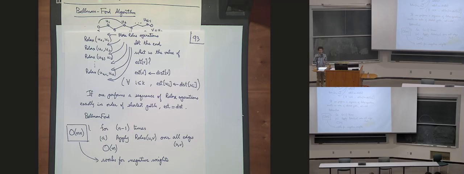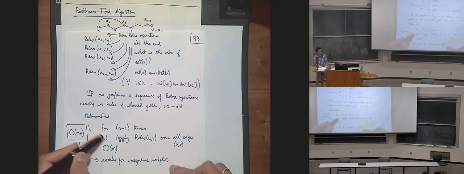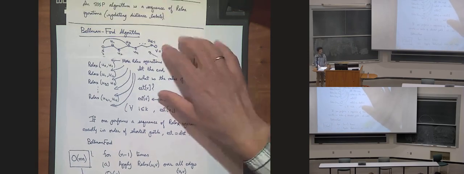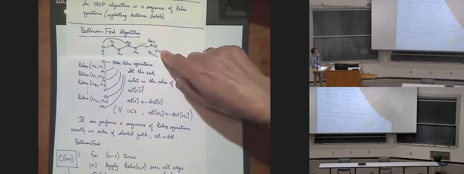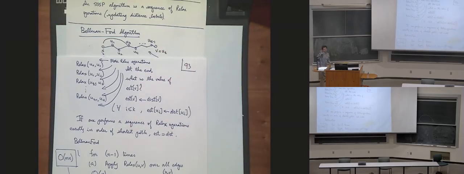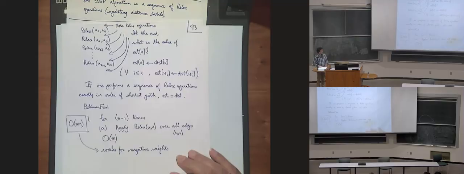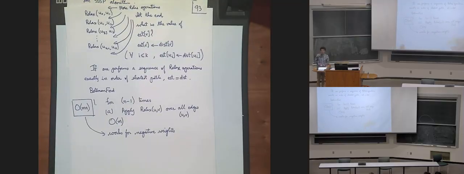Clear? And the logic makes sense? Essentially, when you're doing this n minus 1 times, for any shortest path, you're going to end up running in that order, and then doing a bunch of extra relax operations, which are always safe. Okay, so that's Bellman-Ford.